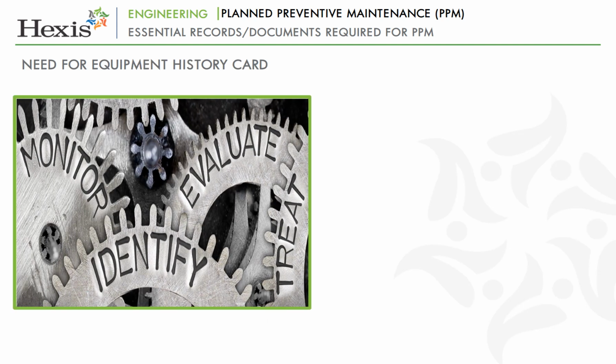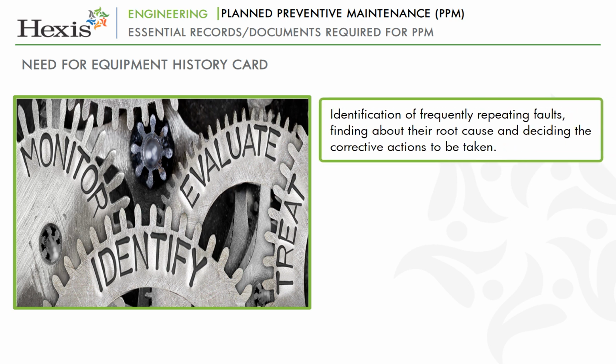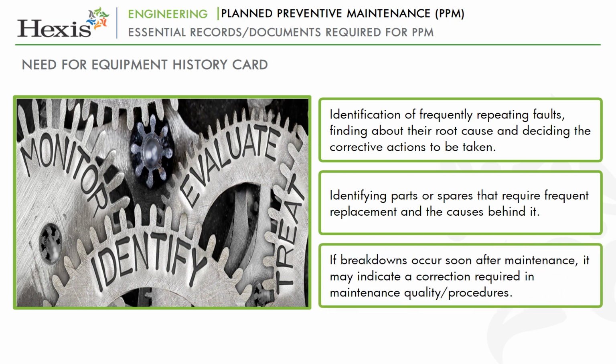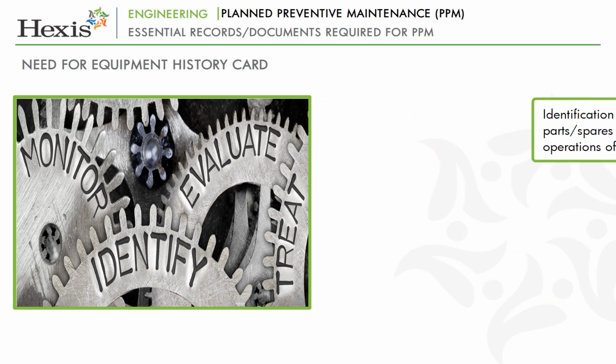Let's now understand why equipment history cards are required. Periodic analysis of this document will help in the maintenance in the following ways: identification of frequently repeating faults, finding out their root cause and deciding the corrective actions to be taken. Identifying parts or spares that require frequent replacement and the causes behind it. If breakdowns occur soon after maintenance, it may indicate a correction required in maintenance quality or procedures.